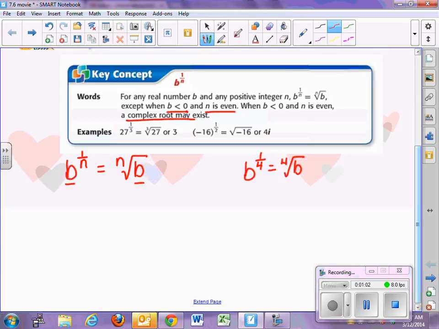For example, the example they show here. If you're trying to take negative 16 to the 1/2 power, which means the square root of negative 16, remember if it's square root, you usually don't put a little 2 there, you're going to end up with 4i. Because there is no number times itself an even number of times that gives you a negative number.